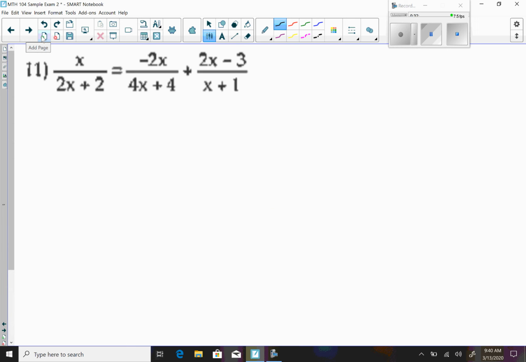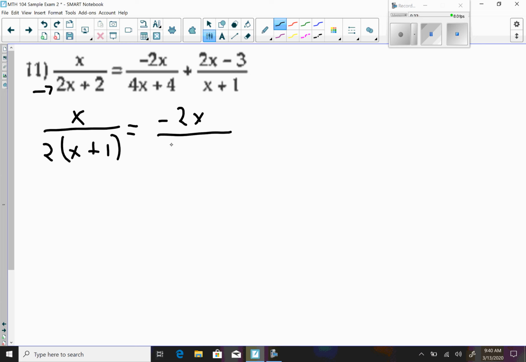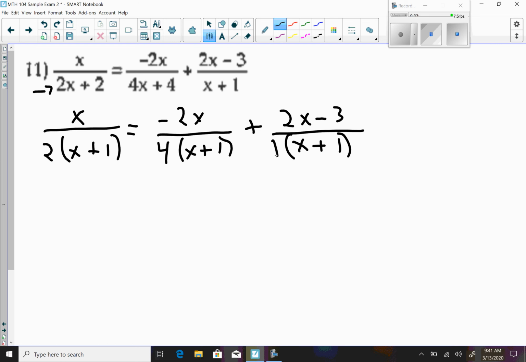Number 11 is also an equation that has fractions. So we're going to factor every denominator. 2 times x plus 1 is the same as 2x plus 2. 4x plus 4 is the same as 4 times x plus 1. And x plus 1 is the same as x plus 1. Or I could say x plus 1 times 1 if I want to. So I see all the denominators in factored form.